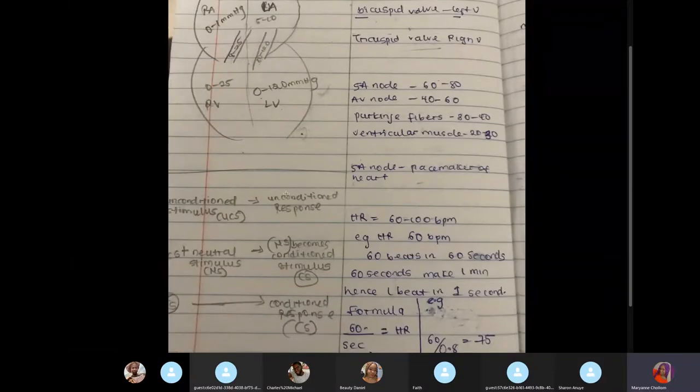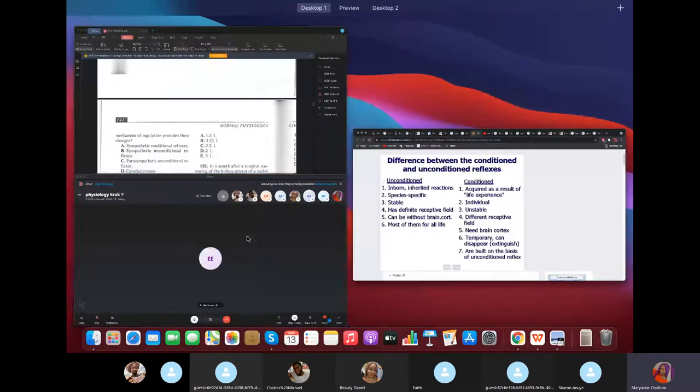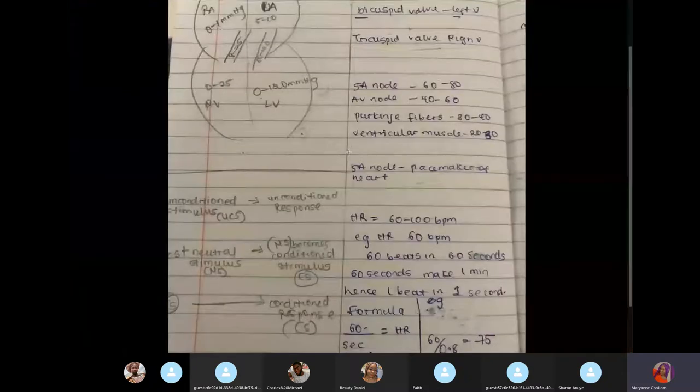Now, the unconditioned stimulus. It's unconditioned. Okay, let me give you a story. There was this experiment carried out on a baby. When they played a loud noise, the baby would cry. So the loud noise is the unconditioned stimulus, and the response is crying. This is just inbuilt in the child. The child didn't have to learn this. That's why it's unconditioned.